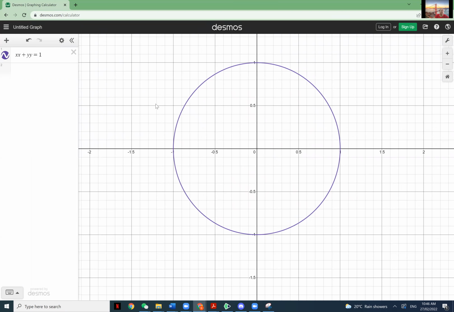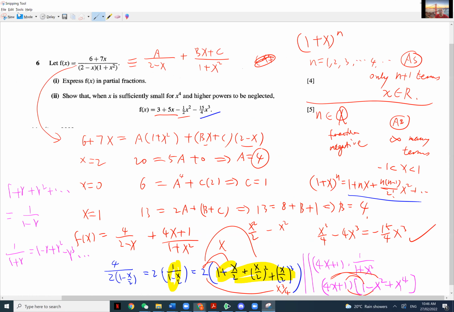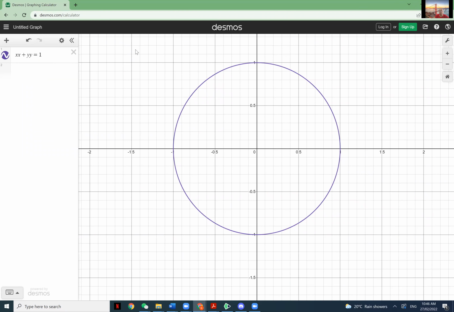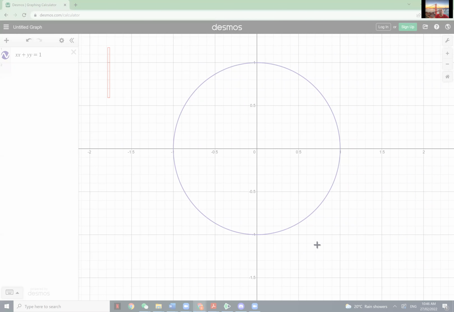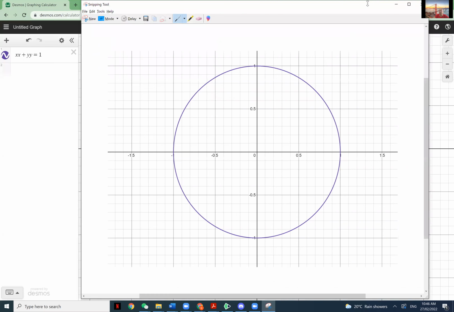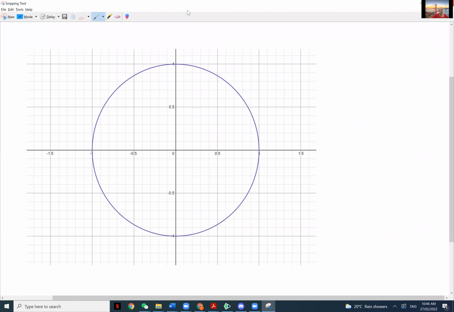Okay, we have a circle with radius just 1. It's called the unit circle. Based on this circle, I'll label stuff. For example, this is point P, (x, y). This is theta.